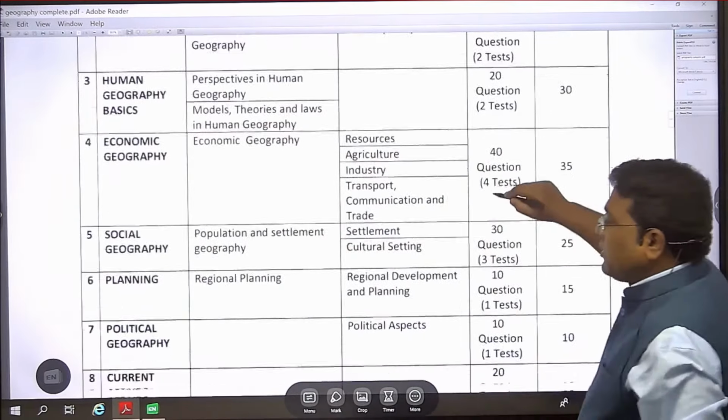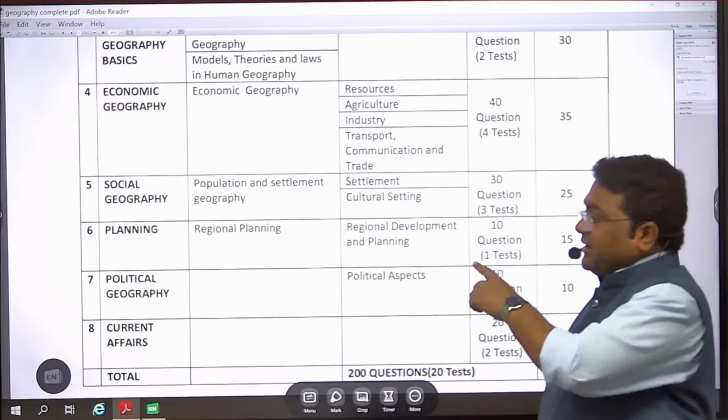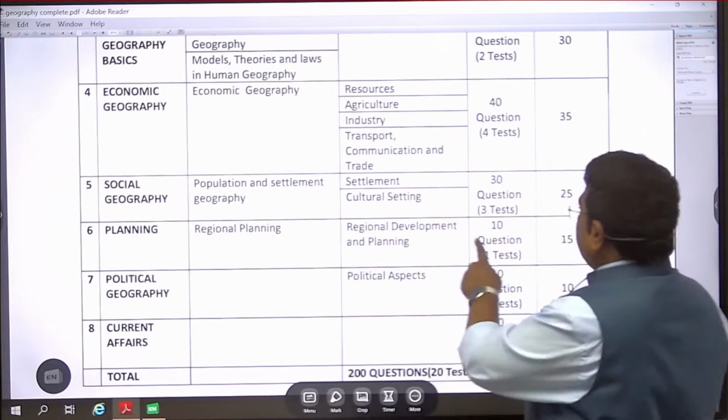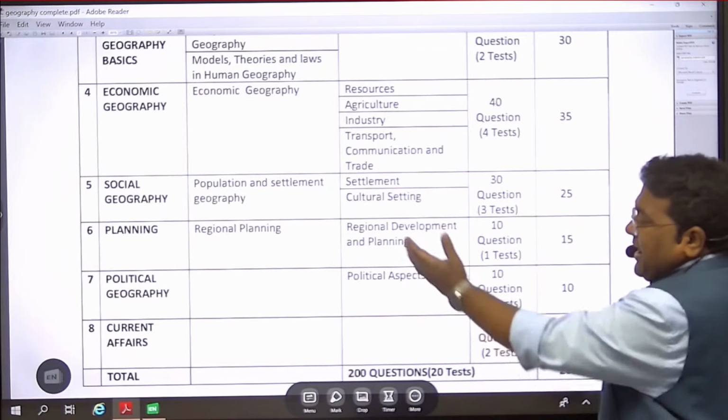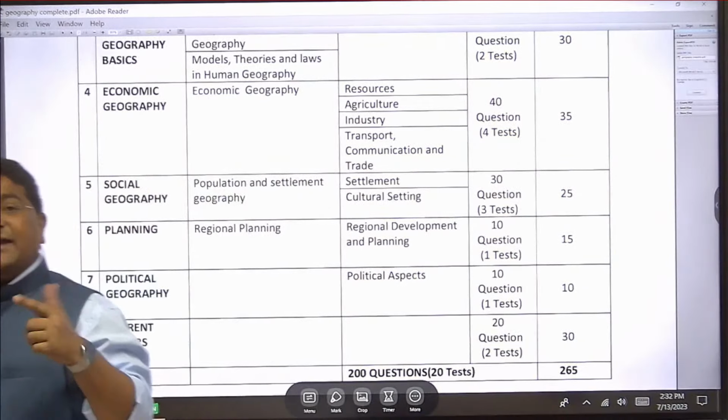Then social geography, settlement and cultural setting. In the geography syllabus only it is present. So we are having 3 tests over that, and planning. The planning is also present for the GS paper 1 and economy paper also.